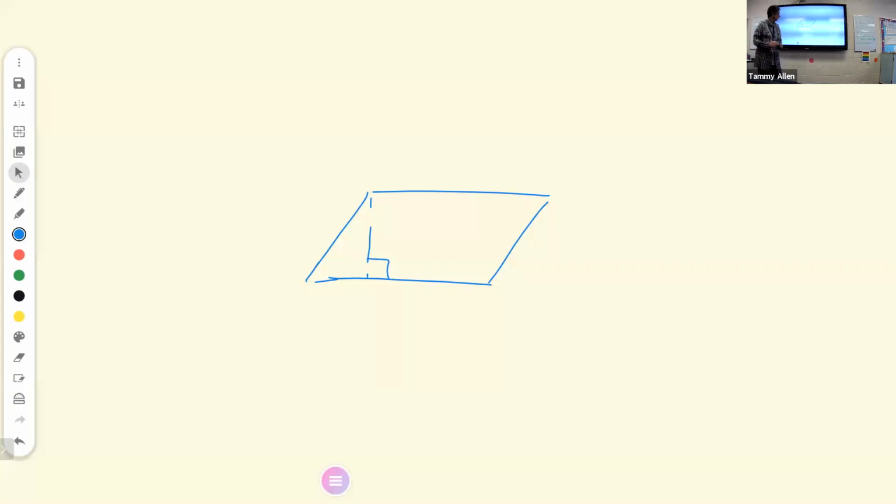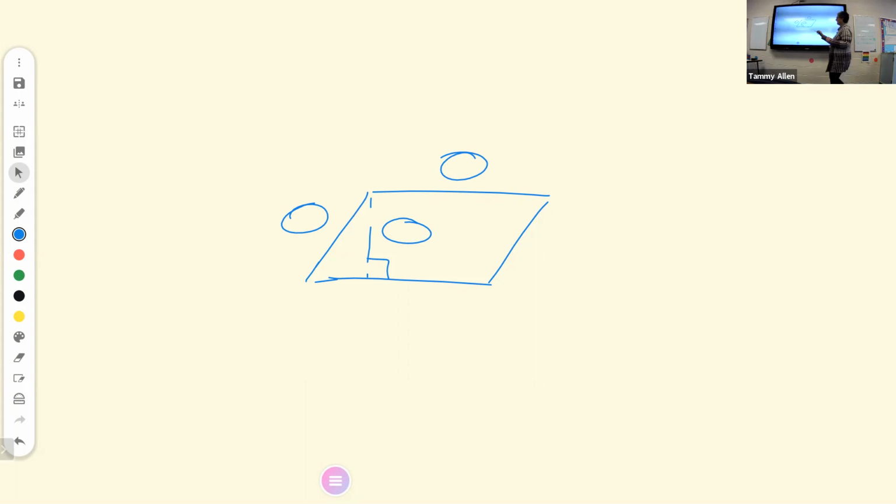When we take a look at a parallelogram, a parallelogram typically has three measurements. It has this measurement, and this measurement. Okay? If we want to know how tall a parallelogram is, we would look from the bottom to the top, straight up. That's how tall it is, and that's considered its height.